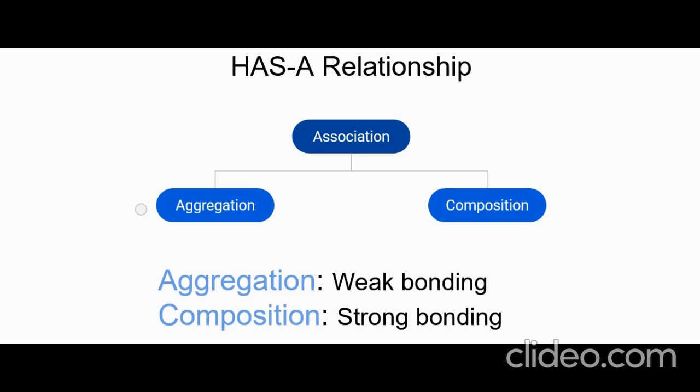And the other way, school has courses. If the school is closed, then the courses will also be closed. So it is called strong bonding, which comes under composition. Aggregation is called weak bonding, like school and professor. I hope I have explained it to you.